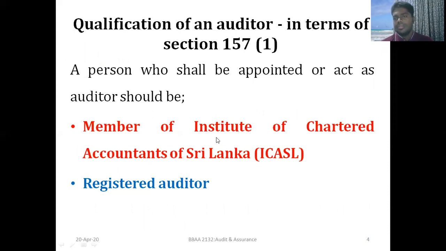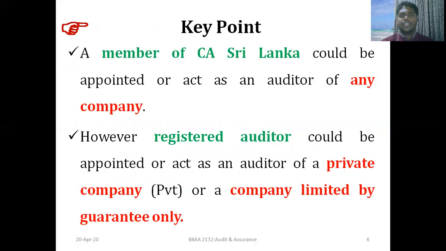Please remember, the person may be a member of CA Sri Lanka or a registered auditor. Through these 2 ways, people can function as auditor of the particular firms or institutions. Then the key point mentioned here: the first point says that a member of CA Sri Lanka could be appointed or act as an auditor of any company. It's important. So the qualification is CA member.